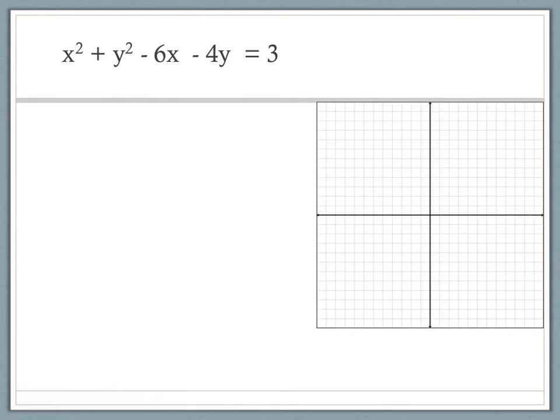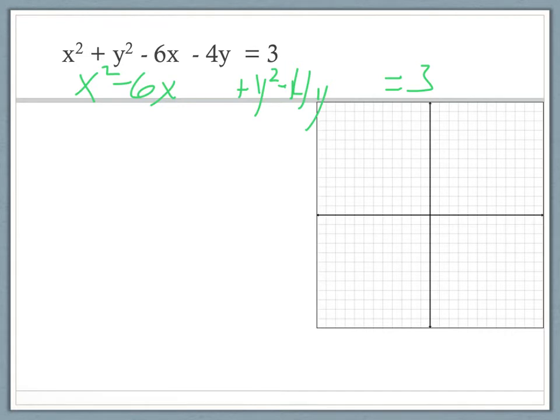Okay, for this example, we're going to do the same thing. The first thing we need to do is get our x's and y's together. So I'm going to have x squared minus 6x. Now leave some space because we know we're going to have to complete the square. Plus y squared minus 4y, and then we'll leave some space, equals, and the 3's already over there, so that kind of helped us out. We don't have to move the number over to the other side because it's already over there.